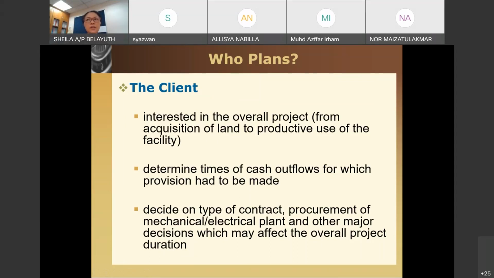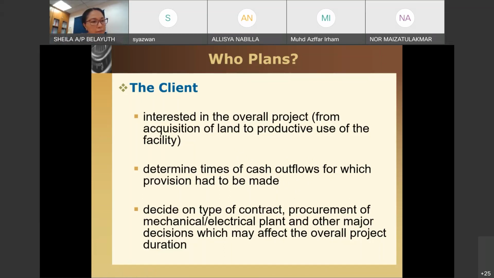Okay, so the first month supposed to complete 10%, for example. The client needs to make sure ada duit tu. So needs to make sure the cash is there according to the provisions that has been made. So this is very important. And then the client would decide on the type of contract. So what are the types of contract that you might have heard?